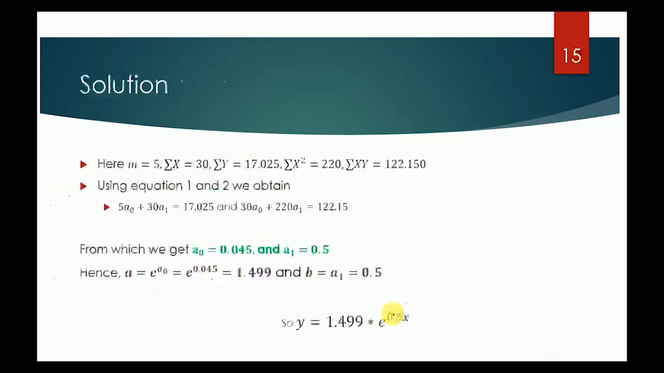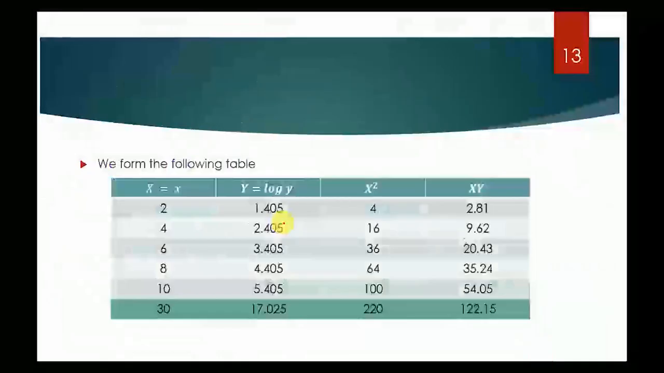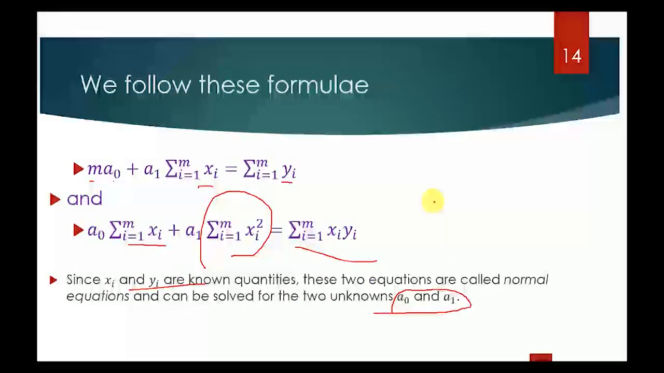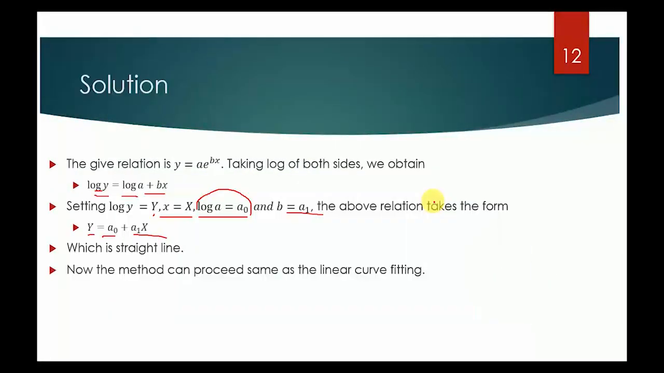m is equal to 5, summation of x is equal to 30, summation of y from this table is equal to 17.425, summation of x square is equal to 20. So we can find these equations, and after solving these equations we will find out a0 is equal to 0.045 and a1 is equal to 0.5.